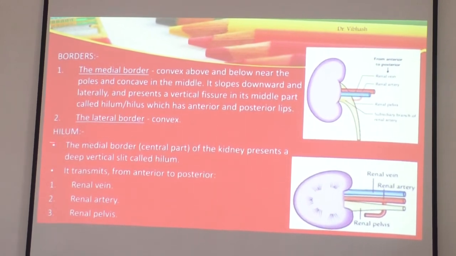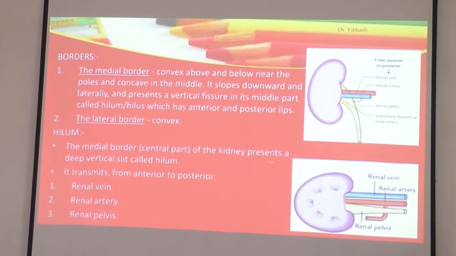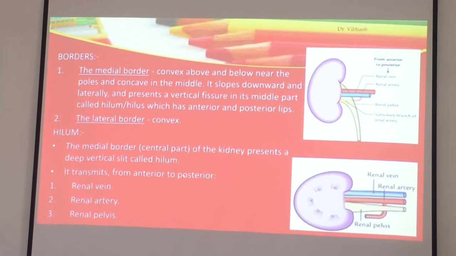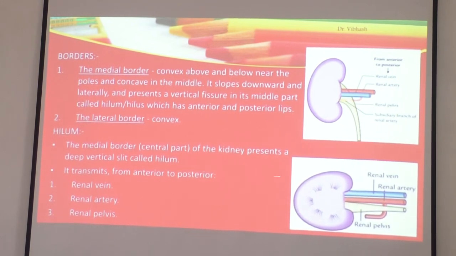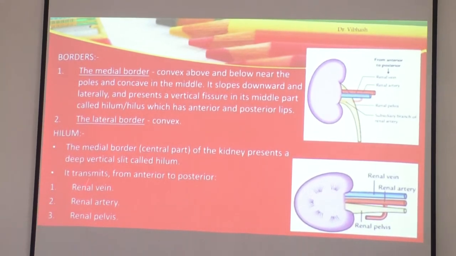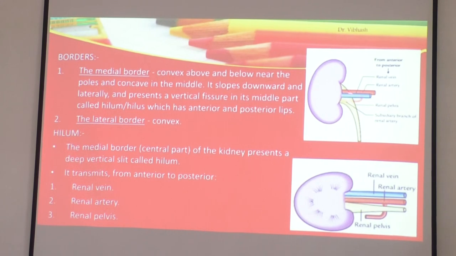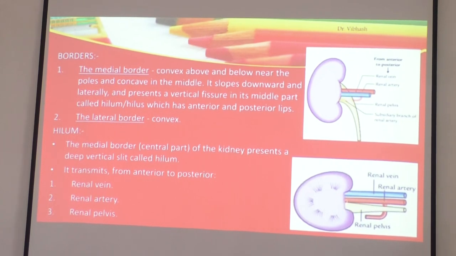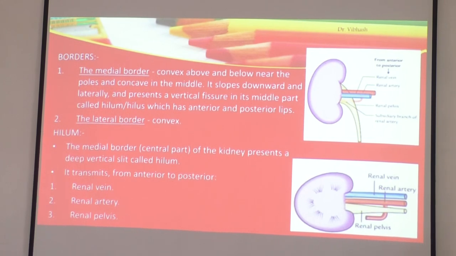Next is the hilum. The central part of the medial border of the kidney presents a deep vertical slit called the hilum, and it transmits the following structures from anterior to posterior: renal vein, renal artery, and renal pelvis of the ureter. These are the structures passing through the hilum from anterior to posterior. Here you can see vein, then artery, then ureter. Here also, this is a cross section through the kidney: vein, artery, and then ureter.